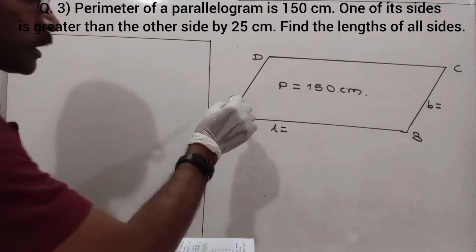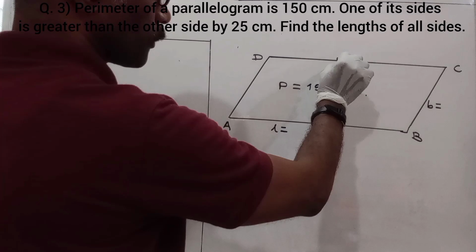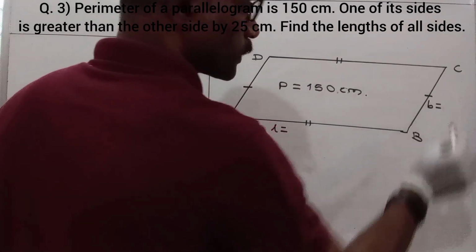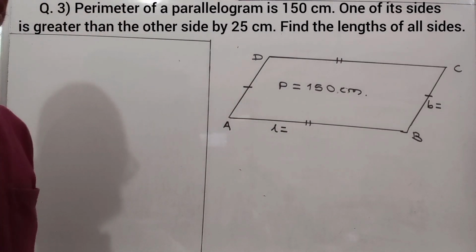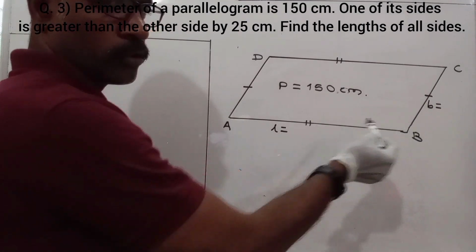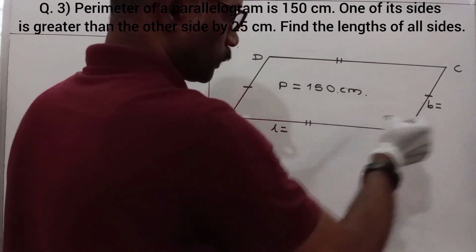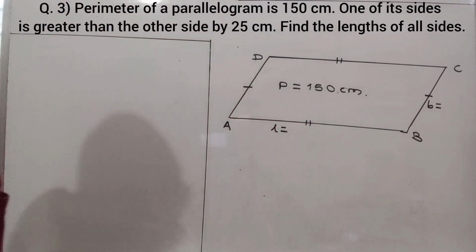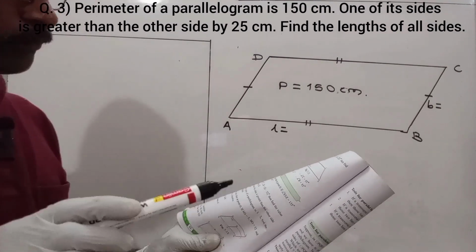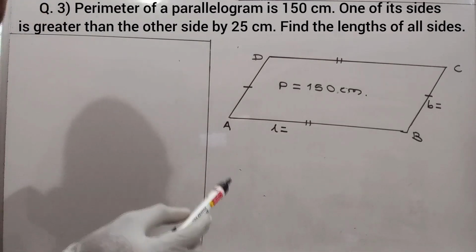Now see here, this is our parallelogram. Now opposite sides of parallelogram are congruent. Opposite sides of parallelogram are congruent. Okay. Now this is greater, so we write L, length, and here this is smaller than this, so we write here B, breadth. Okay. Now see this, one of each sides is greater than the other side by 25 centimeter.